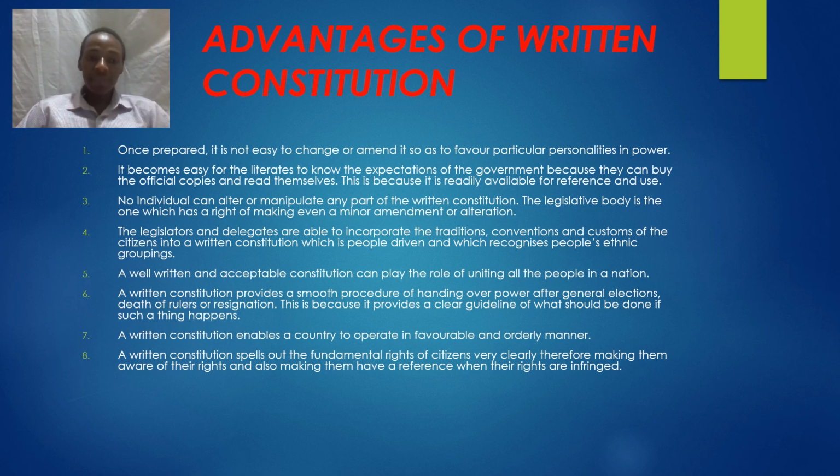Another advantage is that it becomes easy for the illiterate to know the expectations of the government because they can buy the official copies and read for themselves. This is because it is readily available for reference and use. As you know, the majority of Kenyans now are illiterate. Therefore, they can purchase the copies as they are available for referencing and use. Therefore, they can know what the government has done and what it has not done and what must be done by the government.